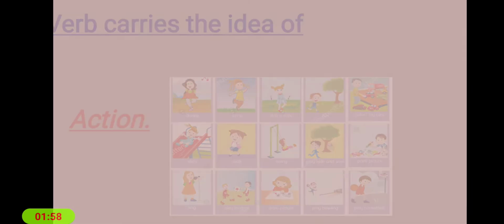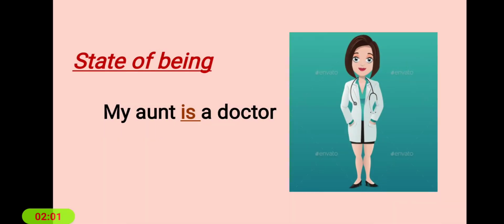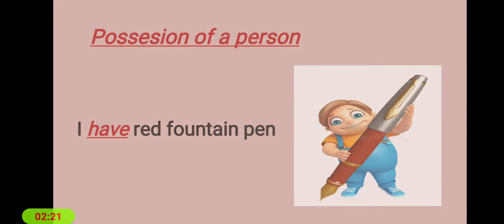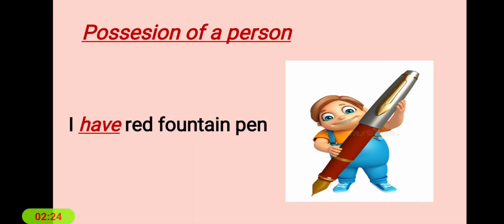Verb also shows the state of being by the subject, like my aunt is a doctor, or I am a student of class 6th of Stanford. So here is, am, are the verbs which shows state of being. Now verb also shows possession of a person, like I have a red fountain pen. So have is a verb here which shows the possession of pen by the subject I.